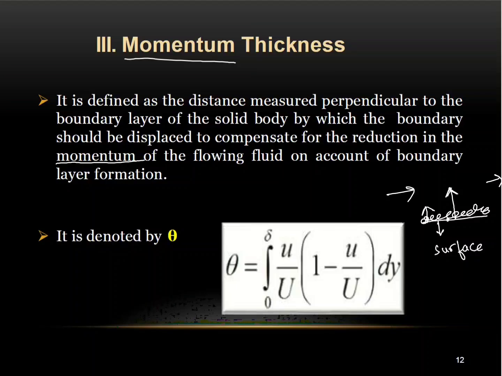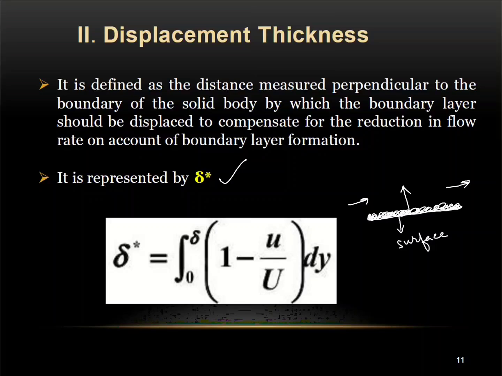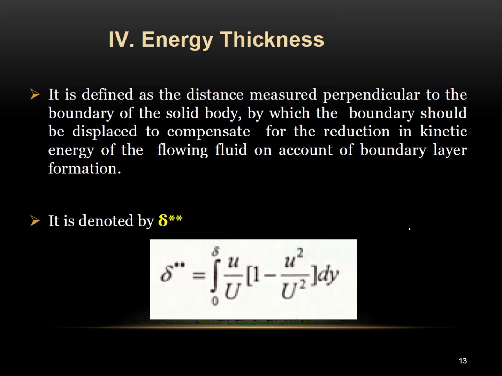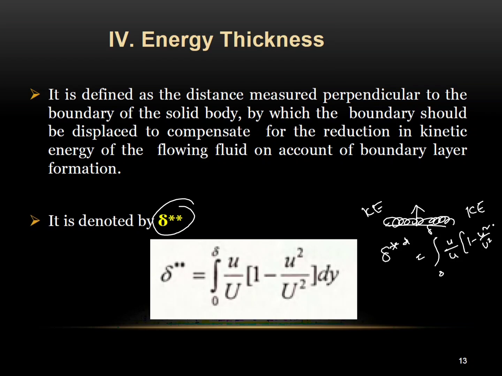The formula is integral 0 to delta. If you remember, this formula is very close to the earlier formula. There it is 1 minus u by U dy. Here it is u by U into 1 minus u by U dy. Yes, and the last one is energy thickness. So in energy thickness, we are going to compensate the reduction in kinetic energy. So from the surface, how much amount of boundary layer I have to displace so that I can compensate the kinetic energy at the inflow as well as at the outflow. So this is called as energy thickness, and it is denoted by the symbol delta double star, and this is given by the formula delta double star is equal to integral 0 to delta of u by U into 1 minus u square by U square into dy.